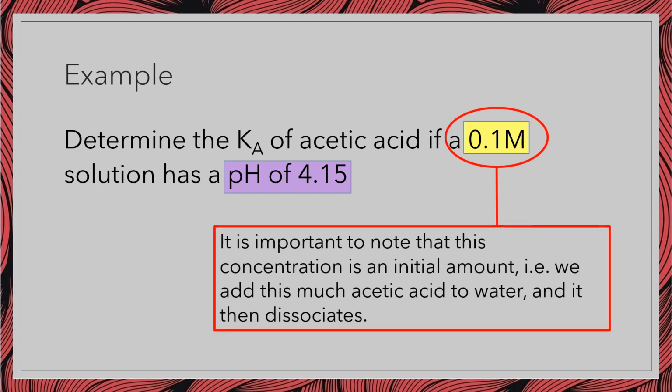Now, it's important to note that the 0.1 moles per liter of acid, that's our initial amount. Now, not all of it is going to dissociate, but only a bit will dissociate. But that means when we're actually using the concentration in the final Ka calculation, we have to take that into account, that some of it has been reacted, it's been used up.